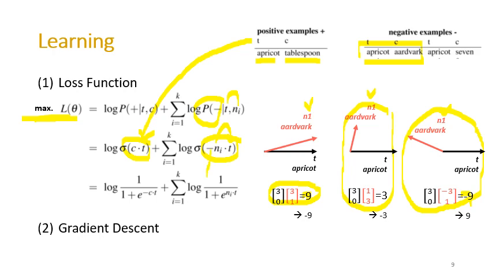Now, let's take the minus sign. 9 becomes minus 9. 3 becomes minus 3. Minus 9 becomes 9. So now this one has the largest value. If you want to maximize the loss function, this is the best. Let's see why that is the case.